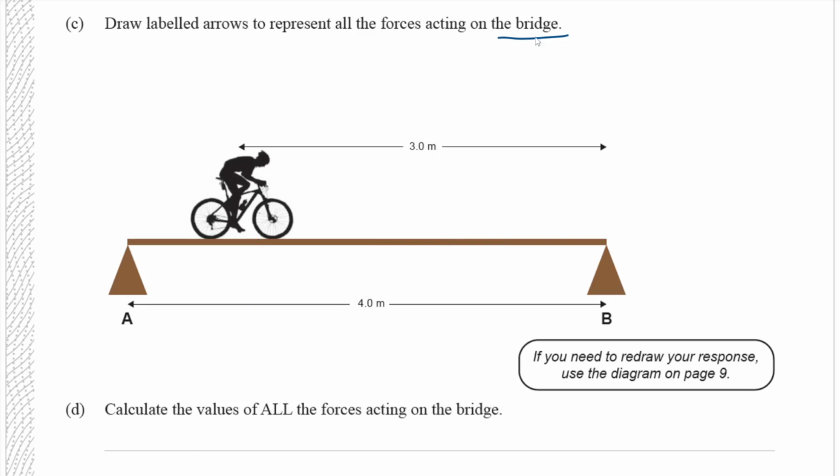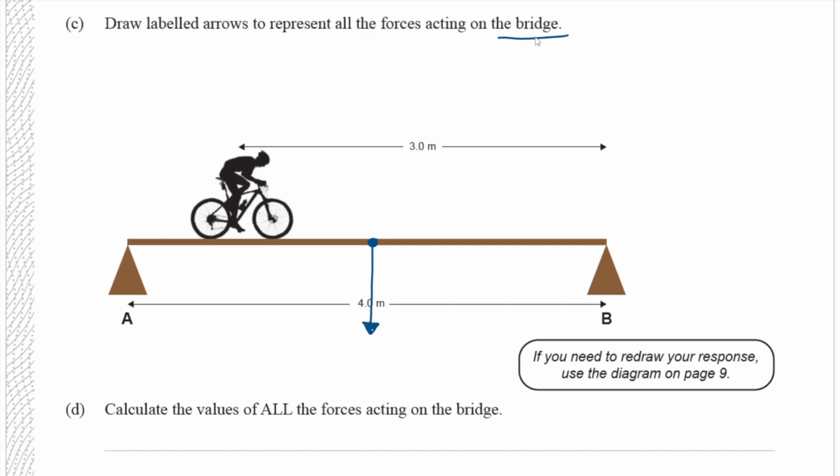So if it's uniformly distributed, the center of mass would be in the center of the bridge, the geometric center. Weight force will be acting downwards. Yeah, like so. So that is the weight force of the bridge. Alright, what other forces are acting on the bridge?